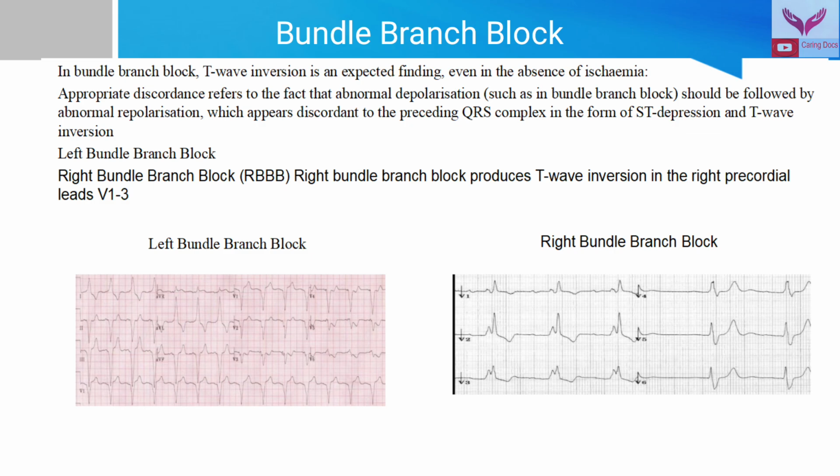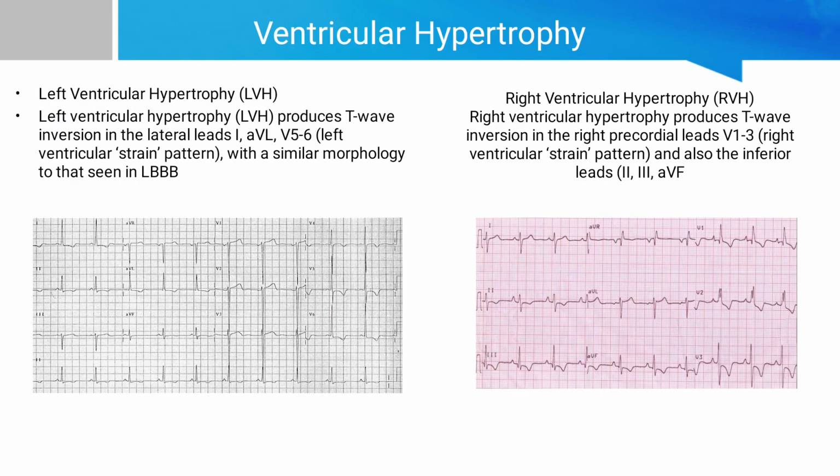On the left side, we can see left bundle branch block. On the right side, we can see right bundle branch block. This produces T wave inversion in the right precordial leads, that is V1 to V3.